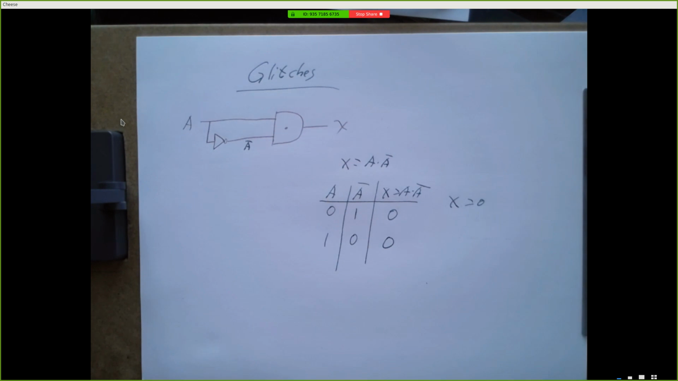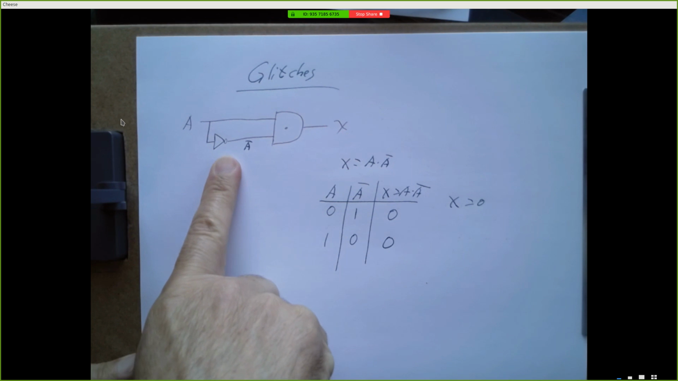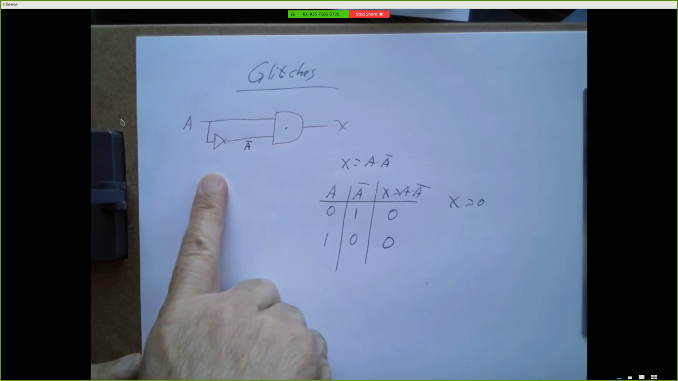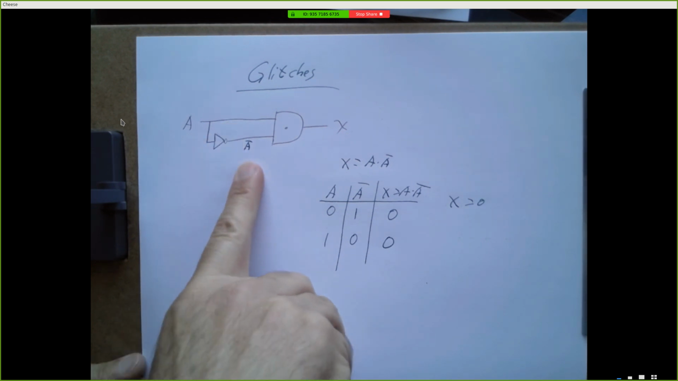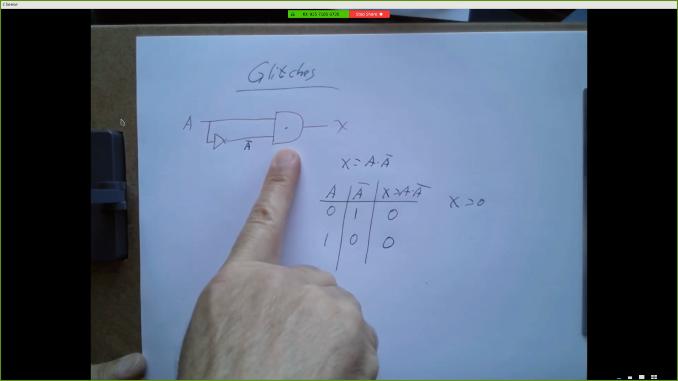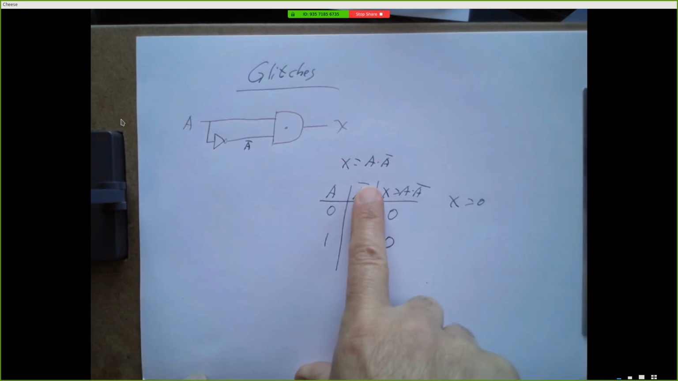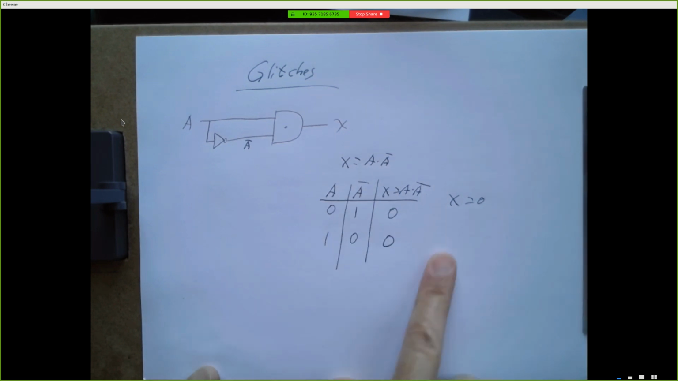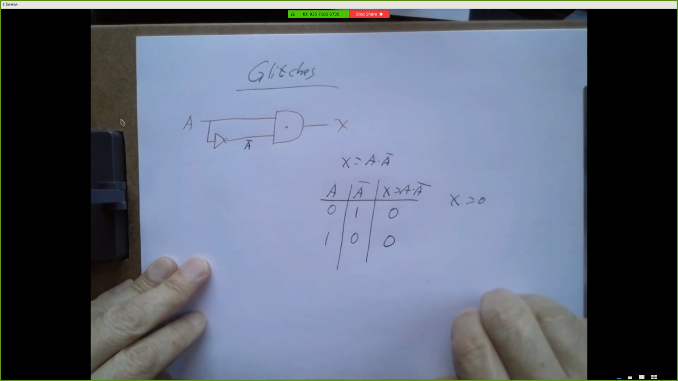Now this is not a circuit we would typically build, right? Because if we wanted X to be 0, we could just connect it to ground, right? But it's possible that somewhere in our circuitry is some complex collection of gates that are in effect doing this. Under some combination of inputs, we have a value and its inverse going into an AND gate. And we believe that anything ANDed with its inverse is always going to be 0. But that's not the reality.